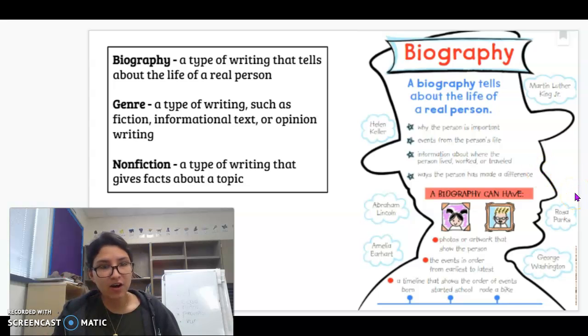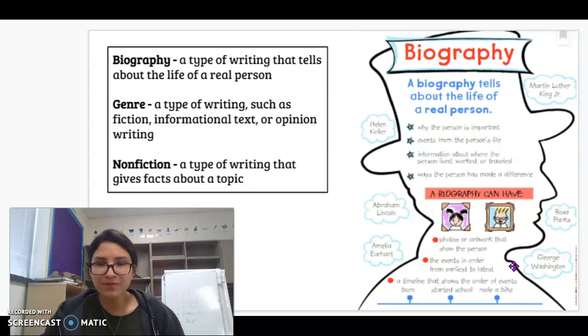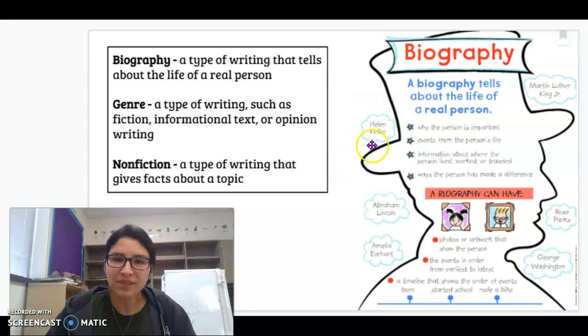And sometimes in biographies, you'll see actual photographs taken with cameras, and sometimes you'll just see artwork, or you might see both. In today's story, I don't think we are going to be seeing any photographs, just artwork. And then we'll be reading about the events in order from the earliest part of their life to the latest. Sometimes it doesn't start when they're a baby. It starts when they're children or younger, and then it kind of just goes on until they're older. And then we sometimes will see a timeline at the end of the book that shows the order of events from that person's life.